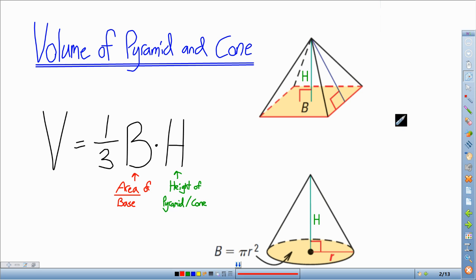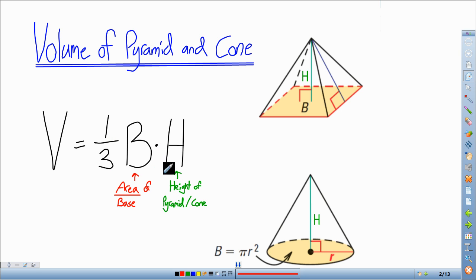Okay, so the big thing when it comes to this formula is that this capital B is still our focus, because what we plug in for capital B is not just a single number, it is a formula to find the area of whatever the base happens to be. If our base is a square, we plug in the formula for the area of a square. If our base is a circle, we plug in the formula for the area of a circle. This is always changing.